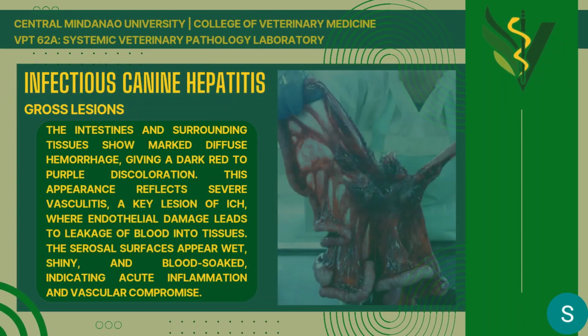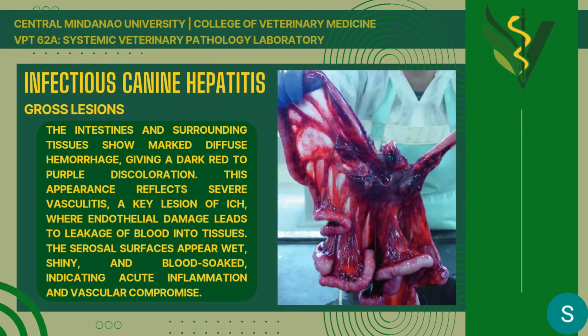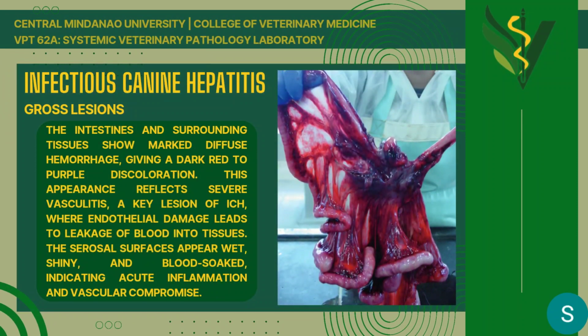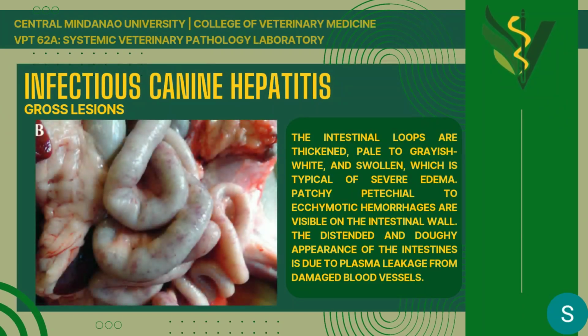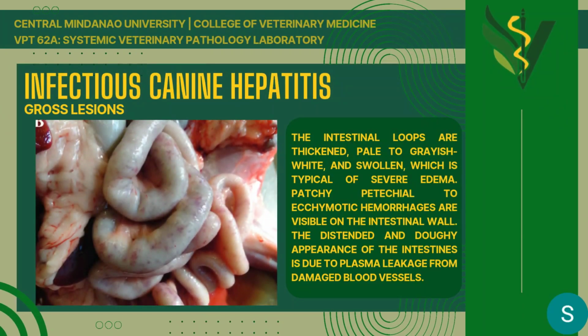In this next image, we are seeing the intestines and surrounding tissues showing marked diffuse hemorrhage, giving it a dark red to purple discoloration. So it is because the virus causes widespread systemic infection of the capillary endothelial cells. This weakens the walls of every small blood vessel in your body, causing them to rupture and leak blood spontaneously. We are also seeing your intestinal loops that are thickened, pale to grayish white, and swollen. So this is due to the plasma leakage from damaged blood vessels.